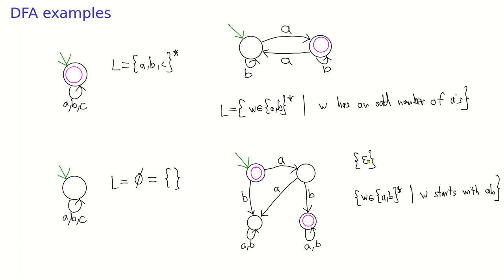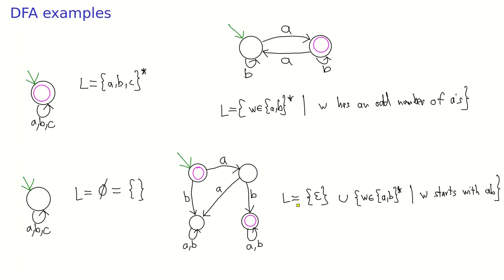But now what is the language accepted by this whole automaton? Well, epsilon, the empty word, gets accepted, and also all these words that start with A, B get accepted. So in total, we accept the union of these two sets. The union will usually be written with this kind of half circle. So L is the union of epsilon and this language. To make it more clear, I reorganized a little. You just write this half circle between the sets that you are uniting.